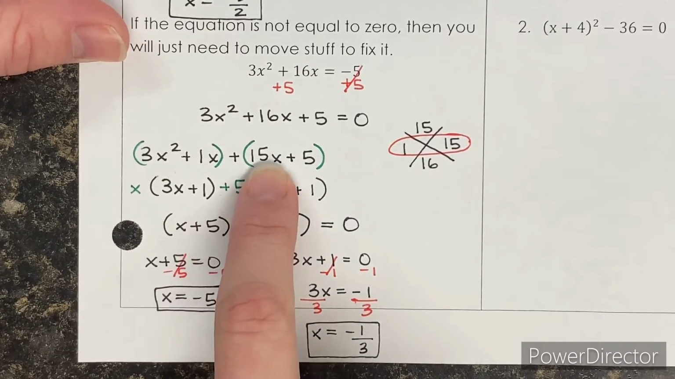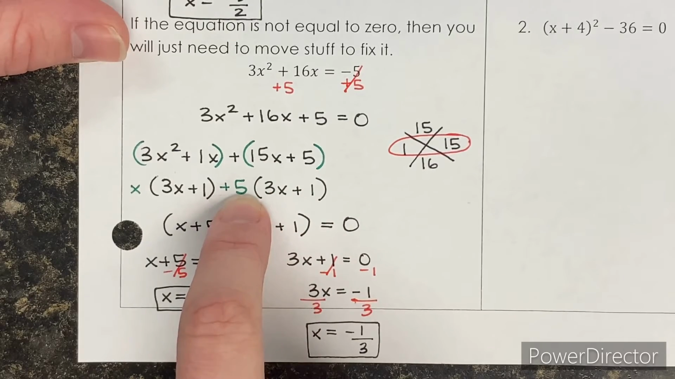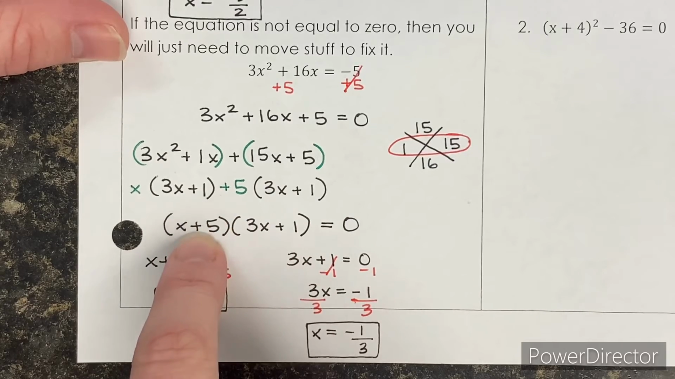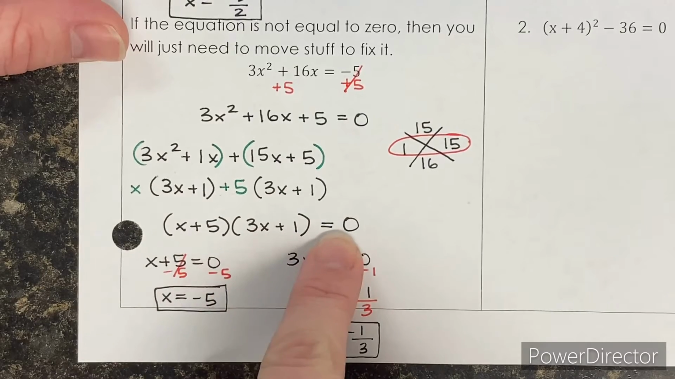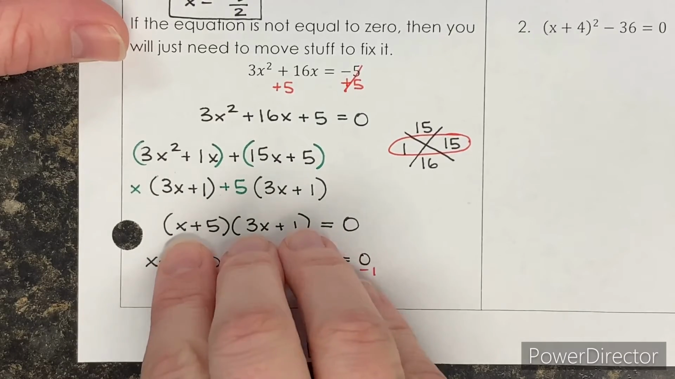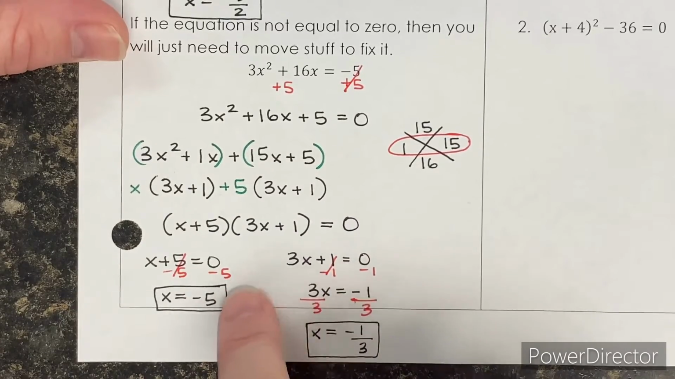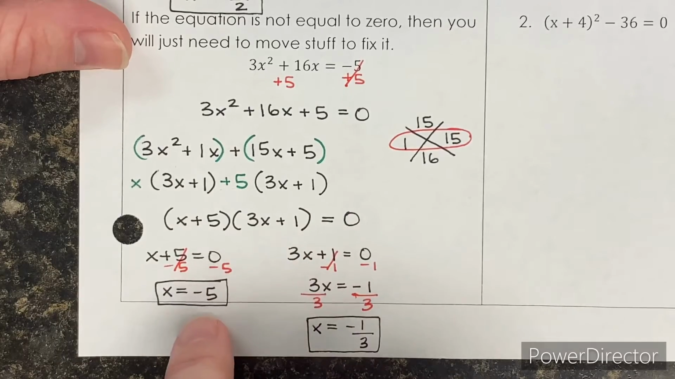For this one, I could take out a 5 because 15 and 5 are multiples of 5. When you do that, you have 3X plus 1 left. So then I just rewrote it. I got X plus 5 and then 3X plus 1. But remember, if you stop right here, you actually did not solve it. You have to do the zero product property, which is this part. So I just took each set of parentheses and set them equal to 0.